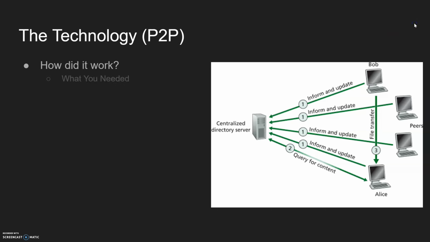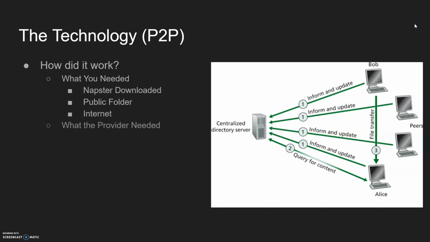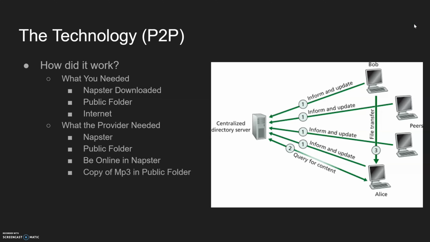What you needed was a copy of Napster, a shared or public folder on your computer, and an internet connection. The provider of the MP3 file needed, again, a copy of Napster, a public folder, and had to be an active user on Napster. And lastly, of course, they needed the file of their MP3 in the public folder.